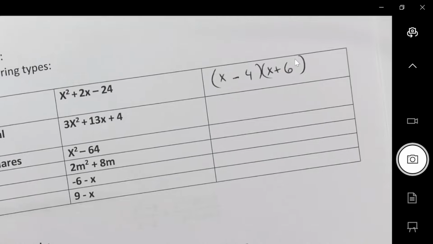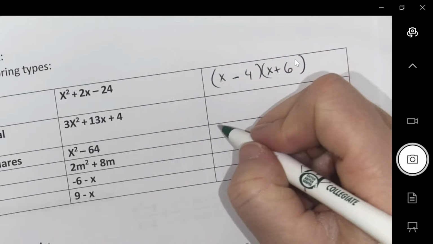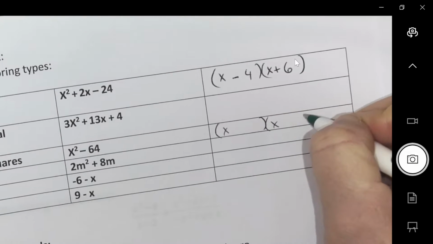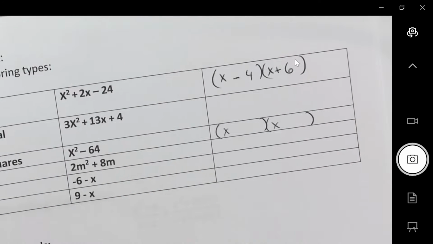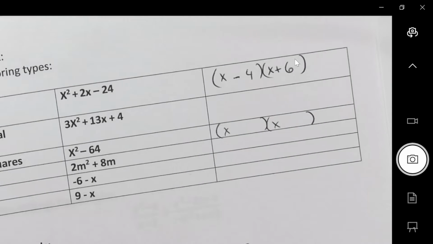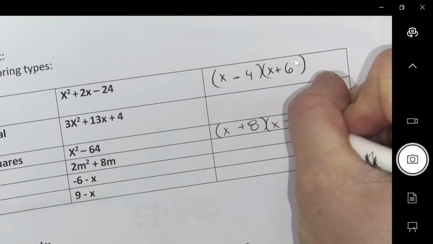Okay, let's jump down to the difference of squares. x times x. And how do I write the end of that to get a 64? Plus 8, subtract 8. Plus 8 and a subtract 8.